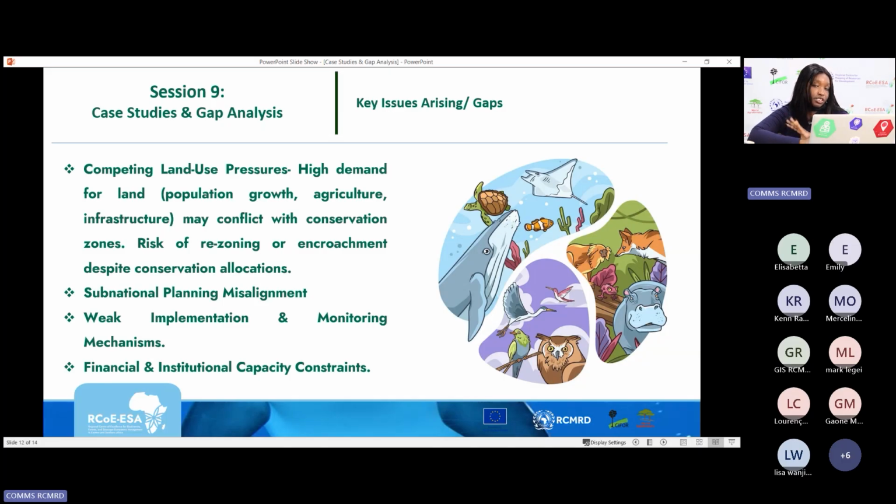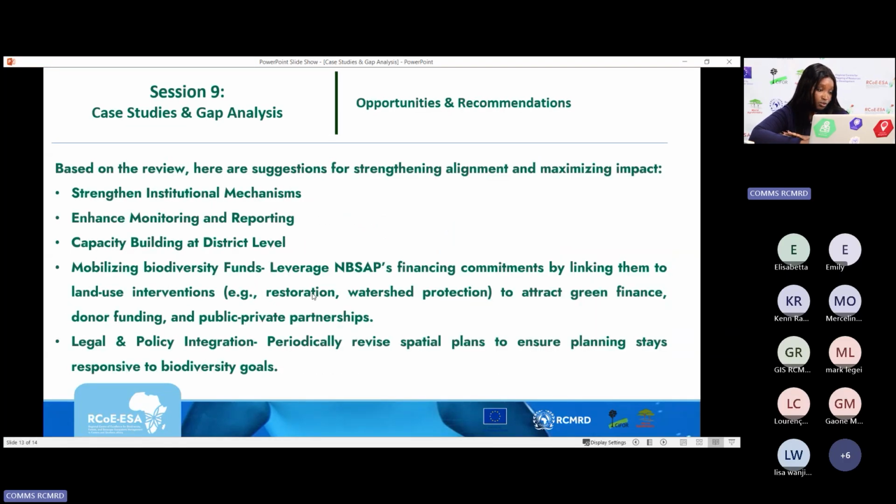Then there's also subnational planning misalignment. Every day we see new development plans coming in, let's say there's one for Rwanda, but now I'm sure there's one for a smaller town or village. So the fact that they need to be aligned, they need to make sure that they're able to communicate the same thing. That is also a key something to look into.